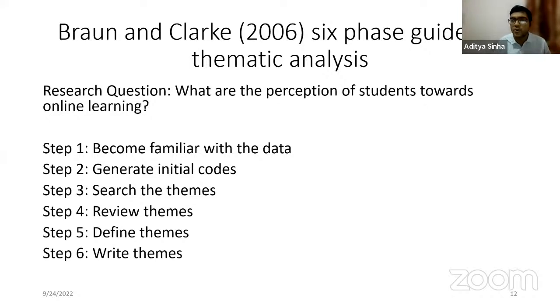Then, in the first step, we read that transcript again and again so that we get familiar with the data. In the second step, we try to generate codes. We will discuss that coding part in great detail. Then after generating codes, we search for themes. In the fourth step, we review the themes. In the fifth step, we define the themes. And in the last step, we write down the themes. So this is the entire process of how we conduct thematic analysis.